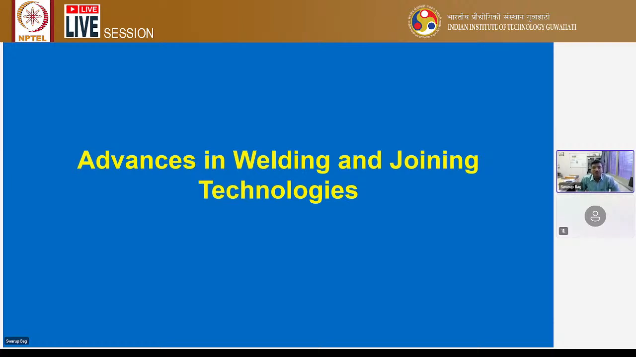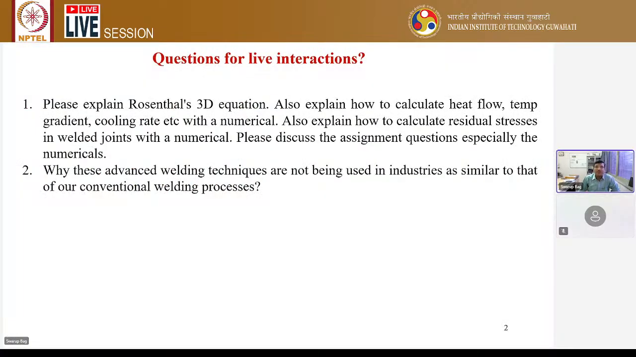And of course, this subject also has so many numerical problems, which have been introduced just to help you cope with the very simple problems associated with welding and joining technologies. So this is a very common question, and for the live interaction session, maybe we can look into Rosenthal's 3D equation. That is the most usual analytical solution we use in welding problems, specifically to understand the temperature distribution. Again, I'll relook at this to explain Rosenthal's equation. And apart from these things, maybe you have some other queries related to the different processes.